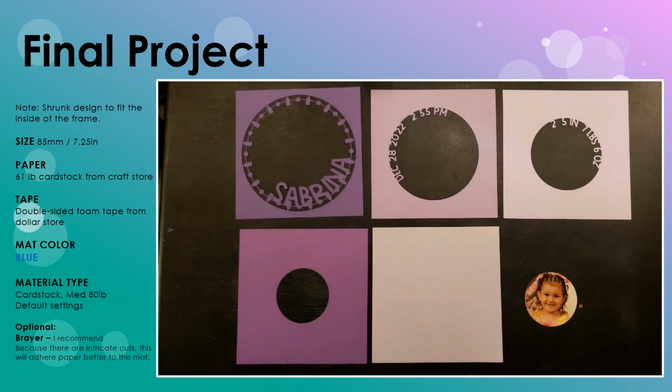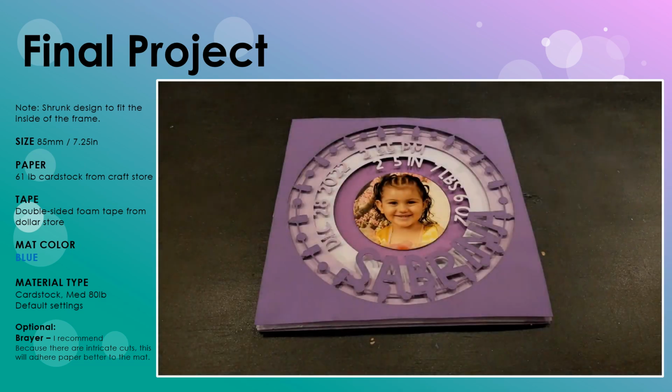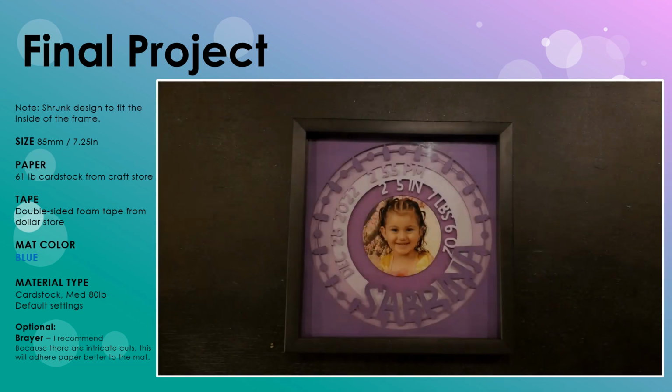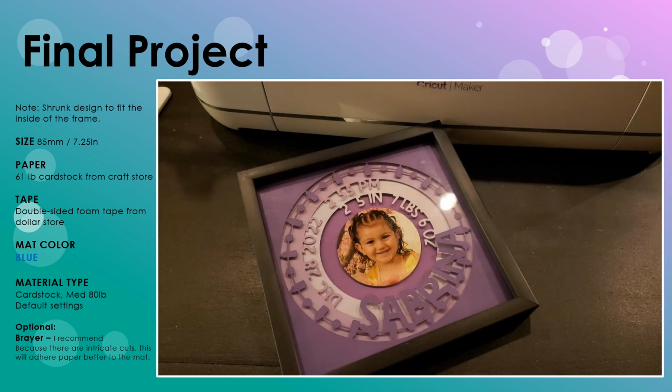So on the final project, I did size it down to 85 millimeters, which was the inside of the actual frame. I cut it using the blue mat and 61-pound cardstock set to cardstock medium with difficulty settings. I then taped double-sided tape foam from the back of them to create kind of a 3D effect with them and just taped them into place.